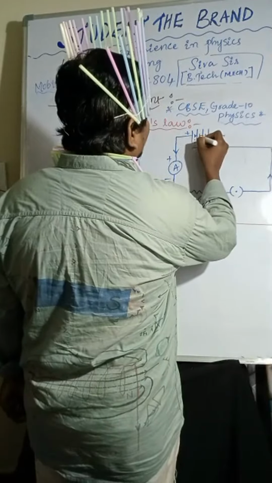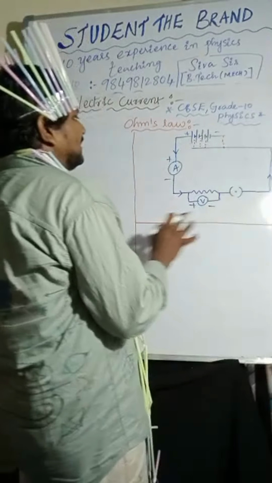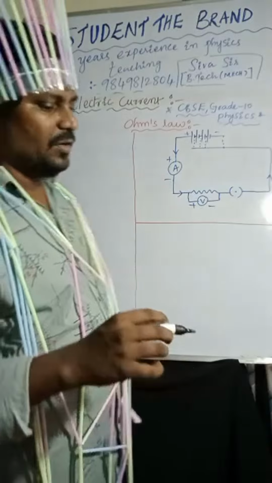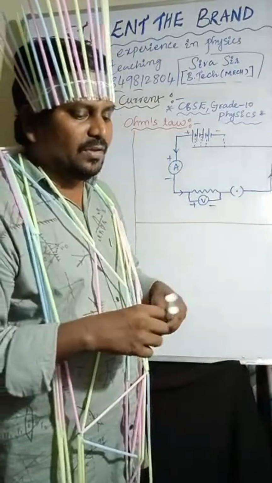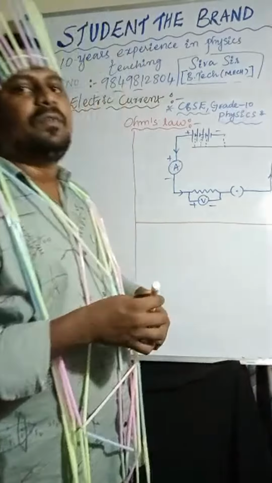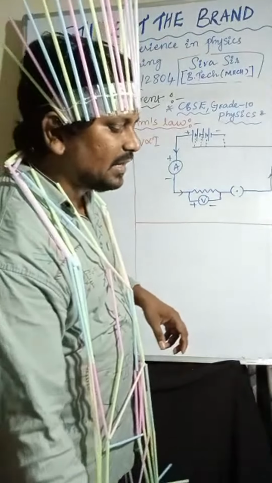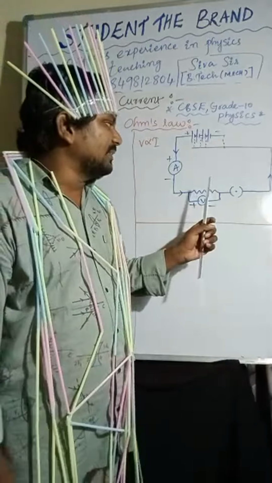So here I am considering the potential difference. This is the circuit diagram, the schematic diagram for doing the activity of Ohm's law. So V is directly proportional to... the potential difference across the ends of the given metallic conductor is directly proportional to current flowing through it.